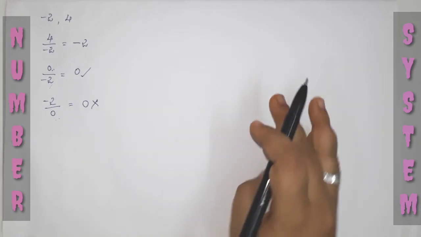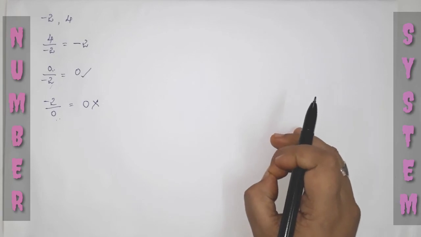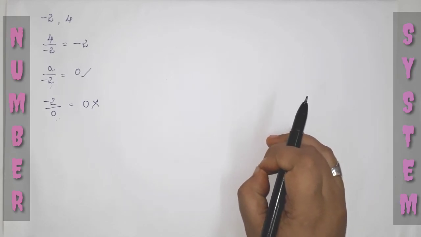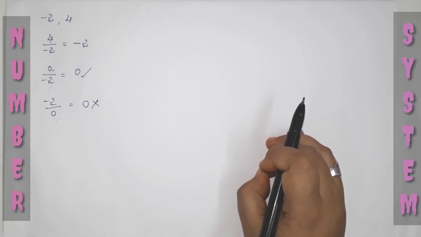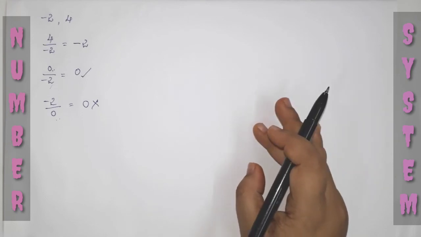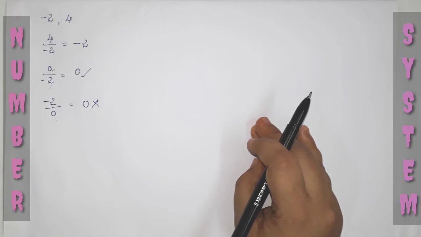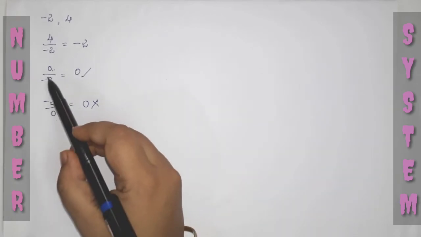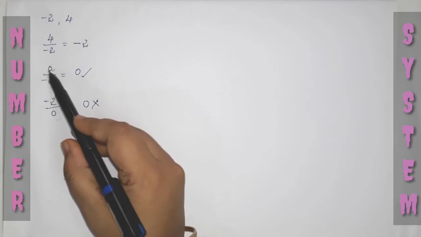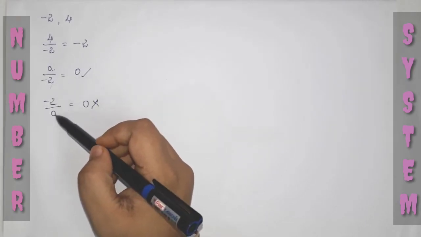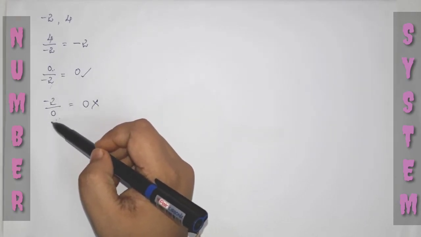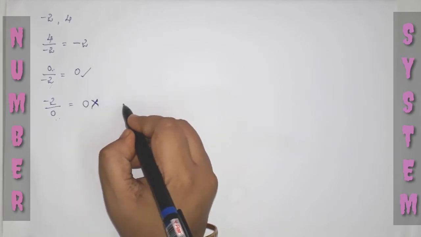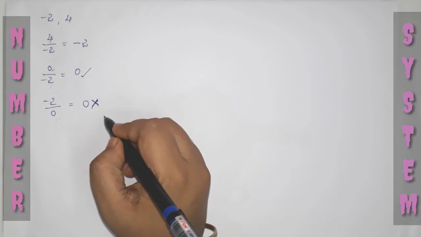Okay? Multiplication understood? Whenever you have the same sign, you have to write positive. Opposite sign, you have to write negative. In division, also follow the same. If the numerator and denominator have the same sign, then only you take plus. In remaining cases, you take minus. And if the numerator value is 0, then the value is 0. If the denominator value is 0, the value is not 0. You have to write can't determine.